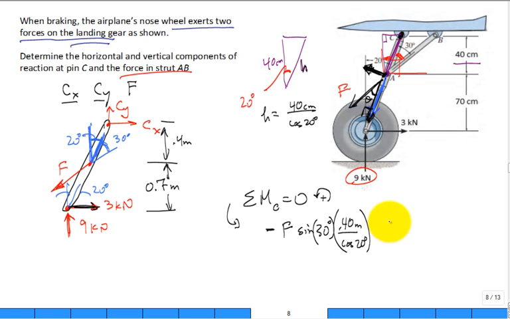Okay. Now let's go and talk about the 3 kilonewton. So we have a 3 kilonewton force, and it's going to contribute a positive sense of rotation. I'll put the sign in right away around point C. That's counterclockwise. And then I need that moment arm distance. Well, what's that moment arm distance for the 3 kilonewton force?